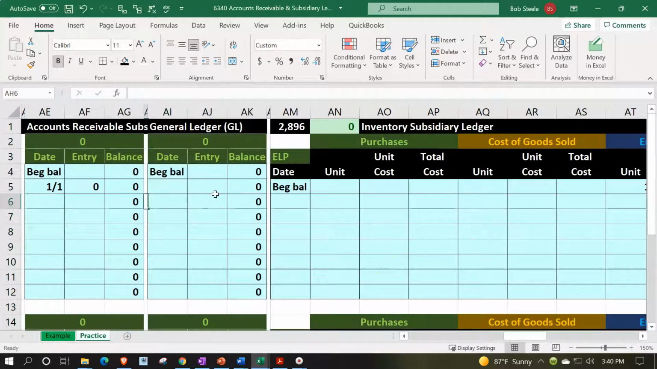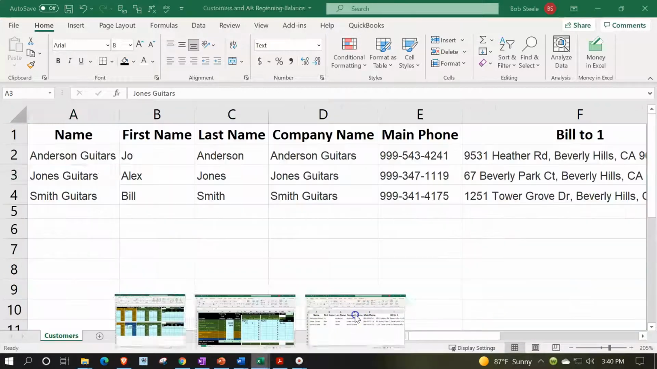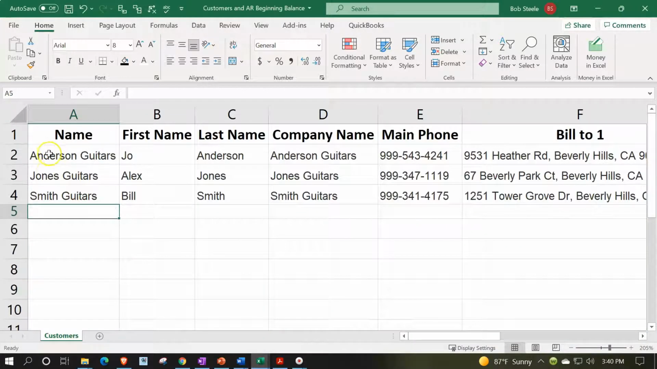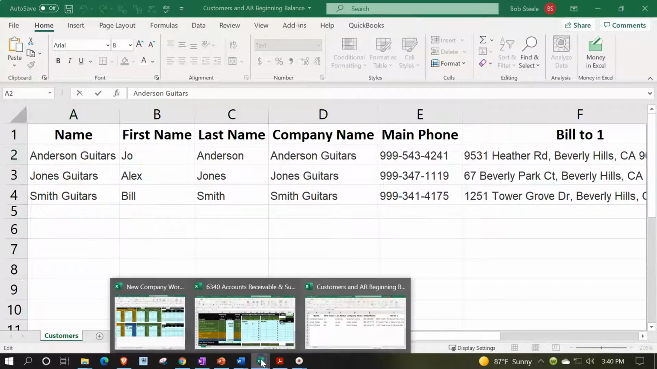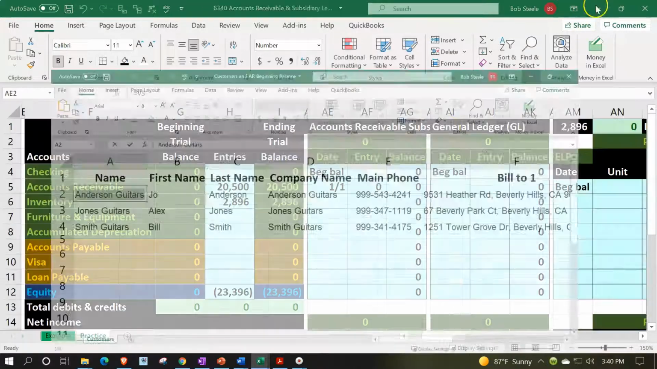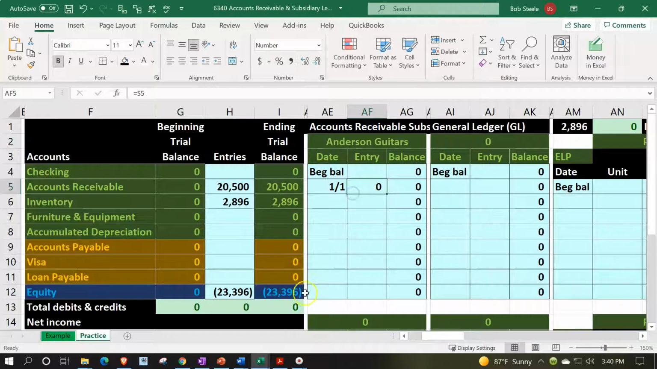So now we've got our accounts receivable right next to the subsidiary ledger. And then I'm just going to name these items compared to the name that we have here. So here's our customers, Anderson, Jones, and Smith. So I'm going to try to just copy these. You'll have to type them, but I'm going to copy them. And so we're going to say Anderson. I'm going to double click here and put that inside Anderson.